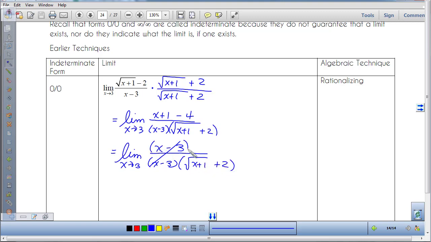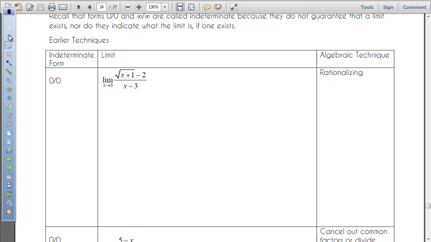And of course, up top, we have a 1 to hold the place. So now I can plug in 3 to evaluate the limit. When I do, we get 1 over the square root of 3 plus 1, plus 2, and that comes out to be 1/4. All right, so that's one technique when we had an indeterminate form. Let's take a look at another example.